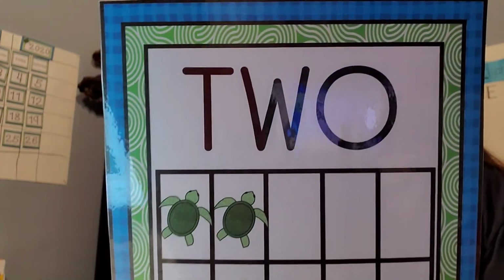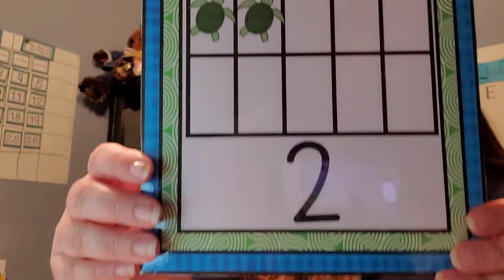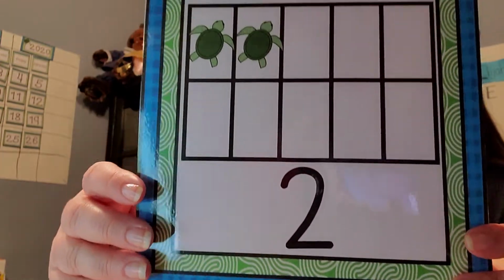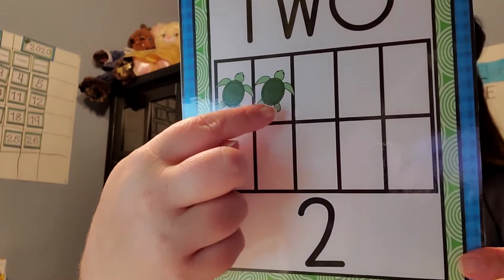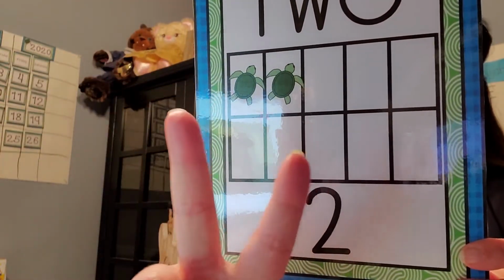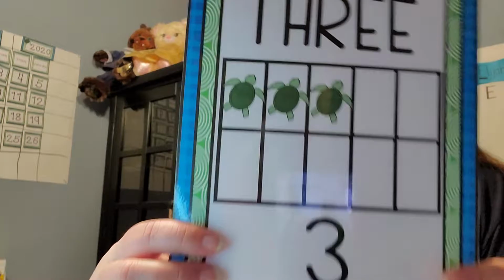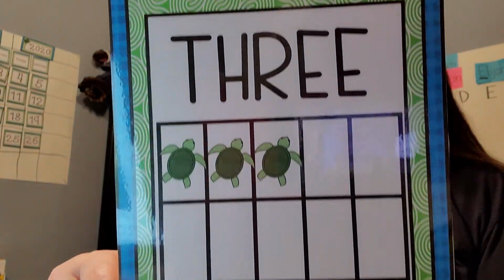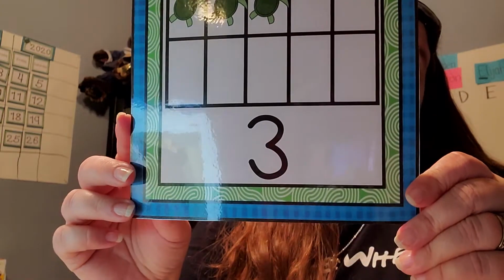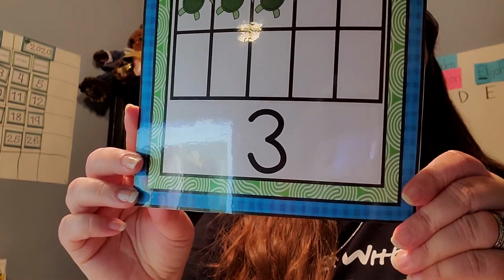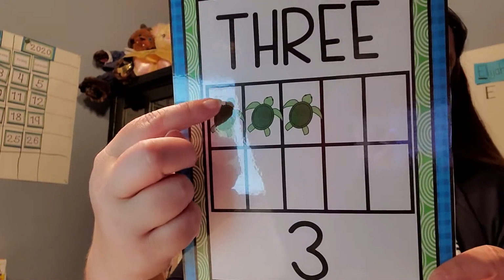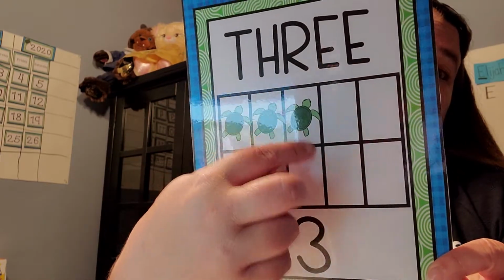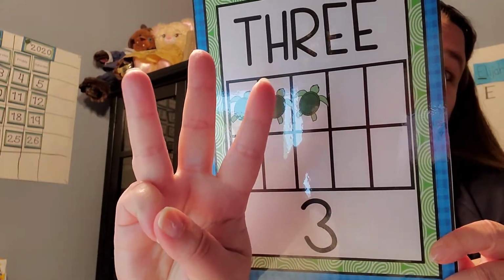2. Word 2. Number 2. There are 1, 2, 2 turtles. 3. Number 3. Letter 3. 1, 2, 3. 3 turtles.